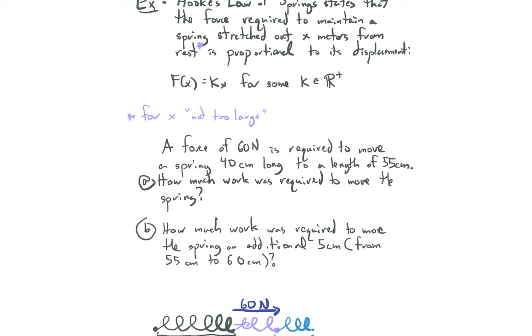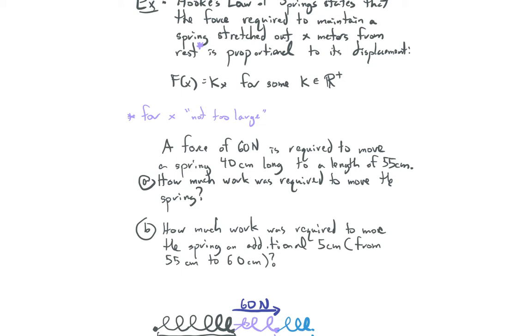So let's look at our example here. We know that a force of 60 newtons is required to move a spring from 40 centimeters long, which is its rest point, to a length of 55 centimeters. So we want to know, first of all, how much work was required to move the spring. And then we want to know how much work is required to move the spring an additional 5 centimeters, from 55 to 60.